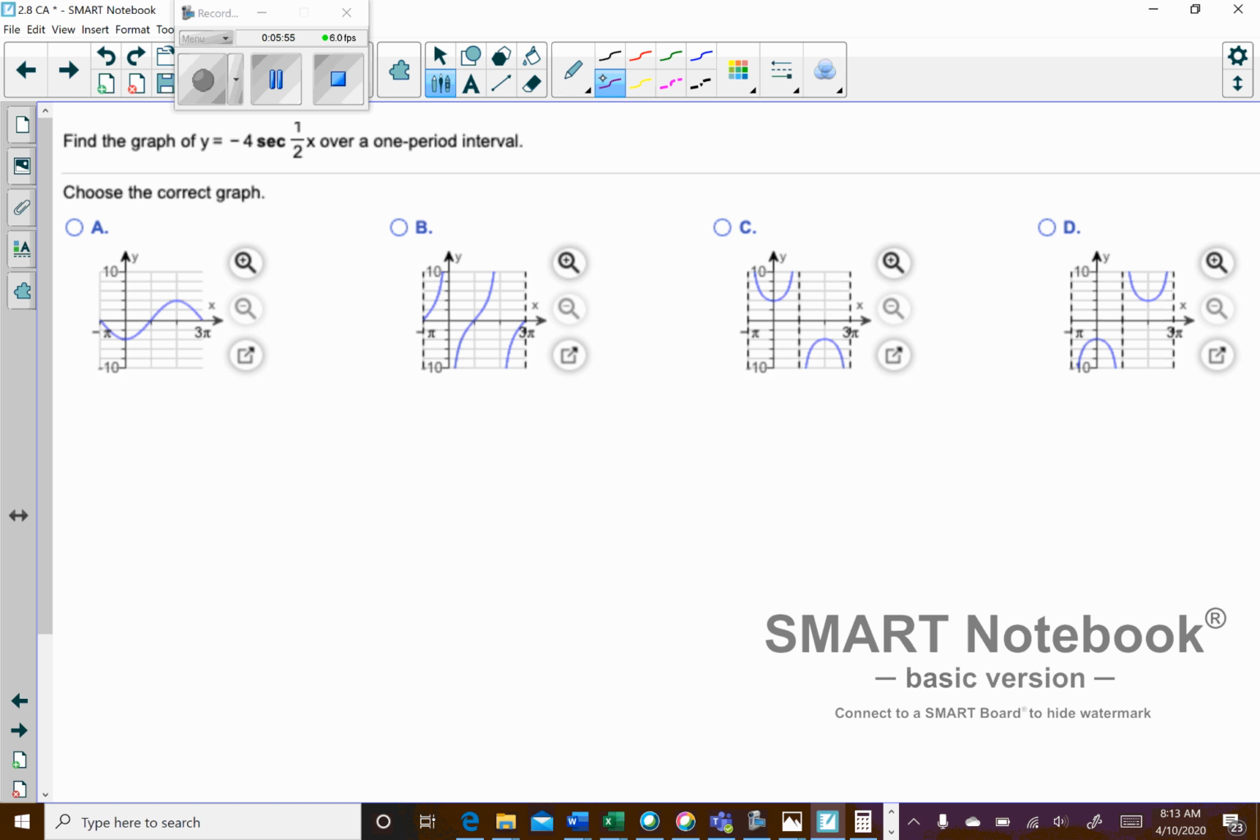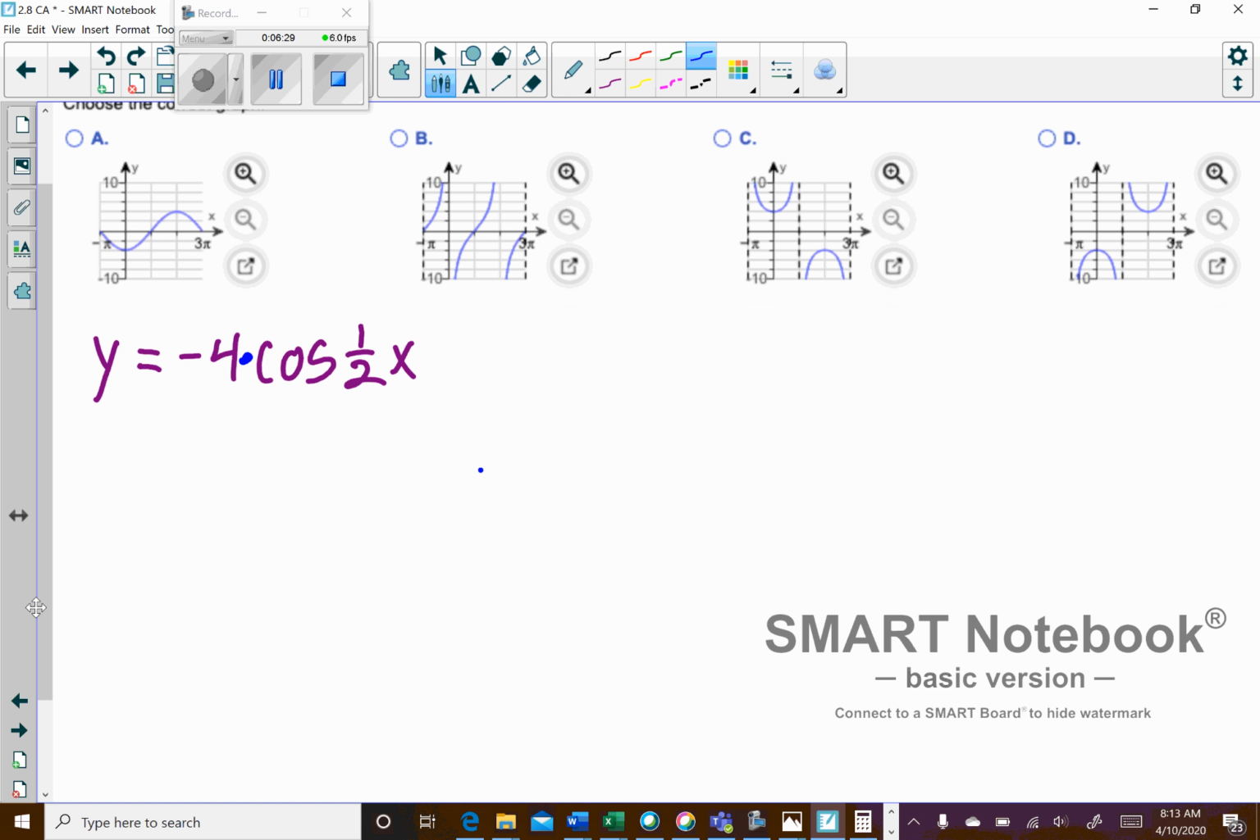So the secant is the inverse of cosine. So what you want to do is graph the reciprocal function. You want to graph cosine of 1/2 of x right here, so -4 times cosine of 1/2 x. And so what we're going to do here is make a little table of this, and we're going to graph it, and then we're going to see which one is the reflection, the reciprocal function to this.